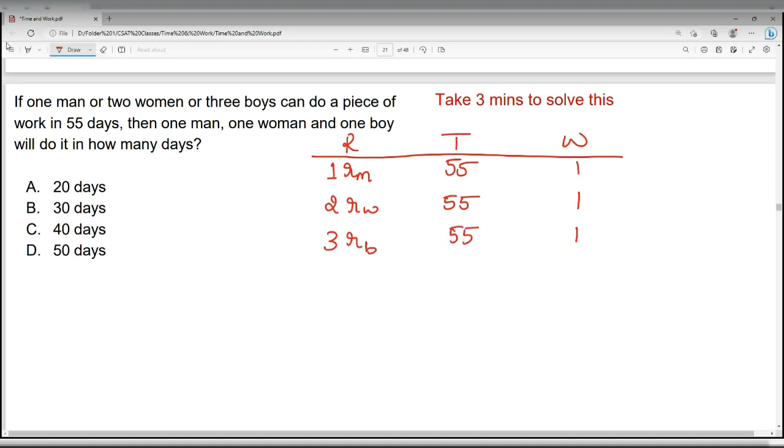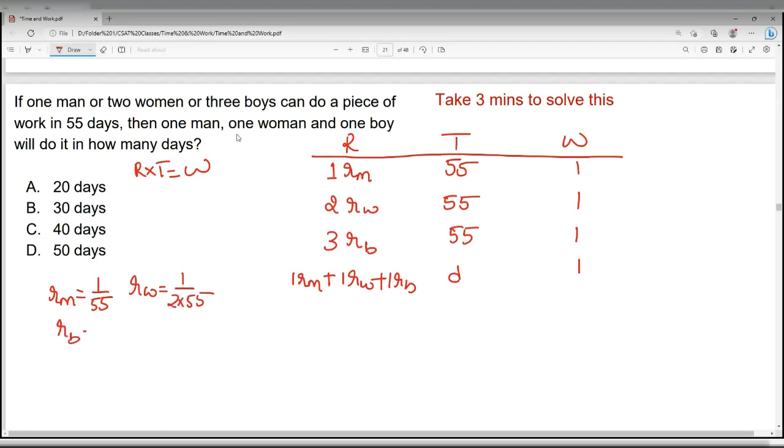And then they are saying, what if then 1 man, 1 woman, and 1 boy work together, how many days will they take to complete the work? So we have this equation, and we have this equation also. We know that R into T is equal to W. So from there we can say Rm is equal to 1 by 55. Rw is equal to 1 by 2 into 55.